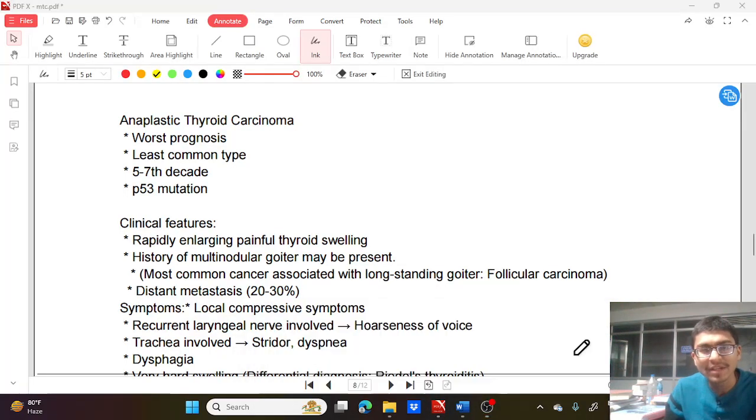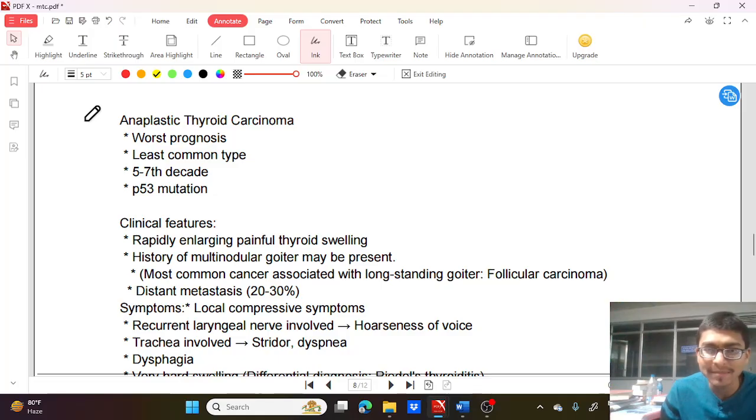And today we'll be discussing the two thyroid cancers, that is the medullary thyroid cancer and anaplastic thyroid cancer, which will be very important for NEET PG as well as MBBS and postgraduate surgery residents and ENT residents. So without further delay, let's get started. So to begin with, medullary and anaplastic thyroid carcinoma.